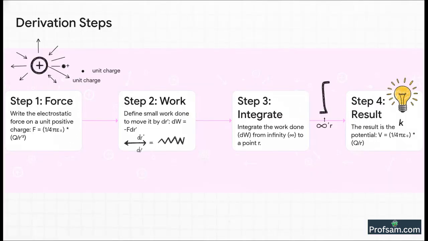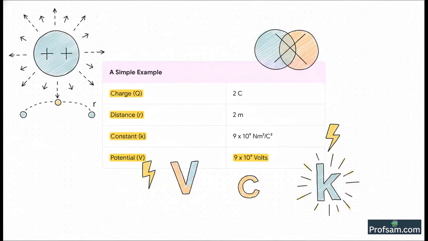First, we start with something we already know, Coulomb's law, to find the force. Second, we figure out the tiny bit of work, dW, needed to move the charge a tiny distance, dr. Third, to find the total work from all the way at infinity to our point r, we use the powerful tool of integration, which is basically a way to add up all those tiny pieces of work perfectly. And fourth, when the math is done, out comes our beautiful, simple formula, V equals KQ divided by r.